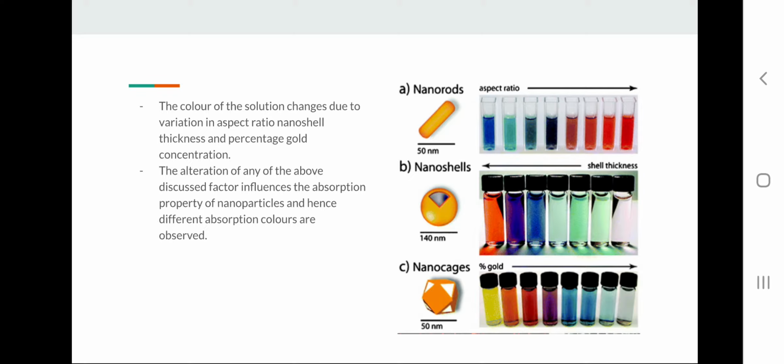And according to the difference in size and shape and ratio and shell thickness, the same material is showing different colors. So the color of solution changes due to variation in aspect ratio, nanoshell thickness, and also in the percentage of gold. And these alterations of any of these aspect ratio, shell thickness or percentage of gold can influence the absorption property of the nanoparticles. So these changes influence the absorption property, and therefore different colors can be observed for the same material.